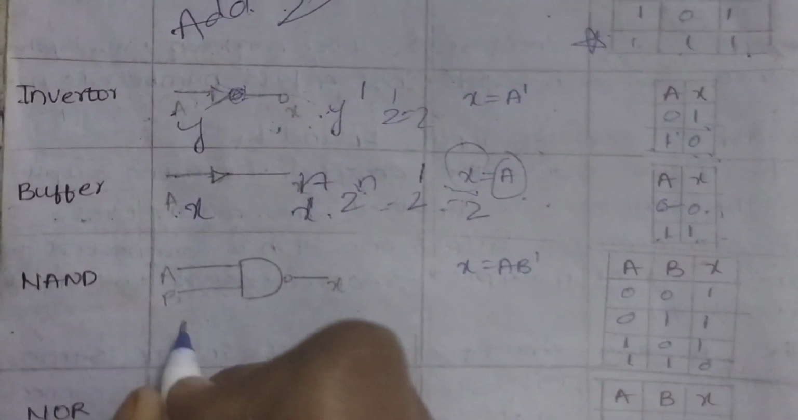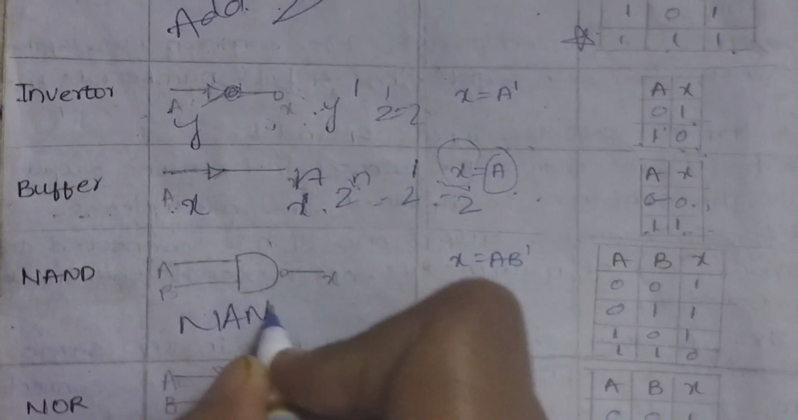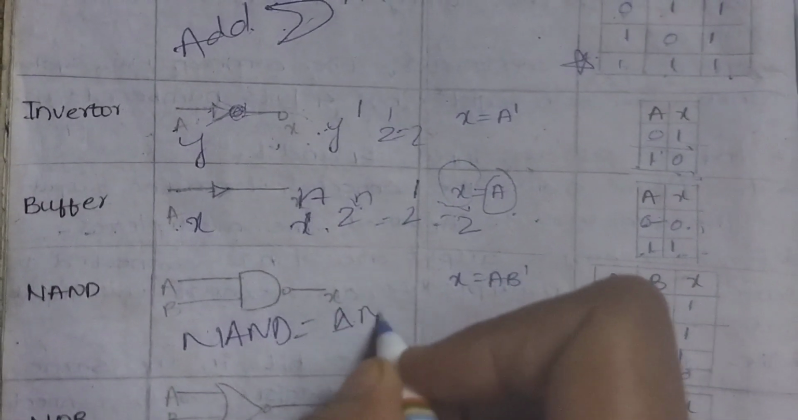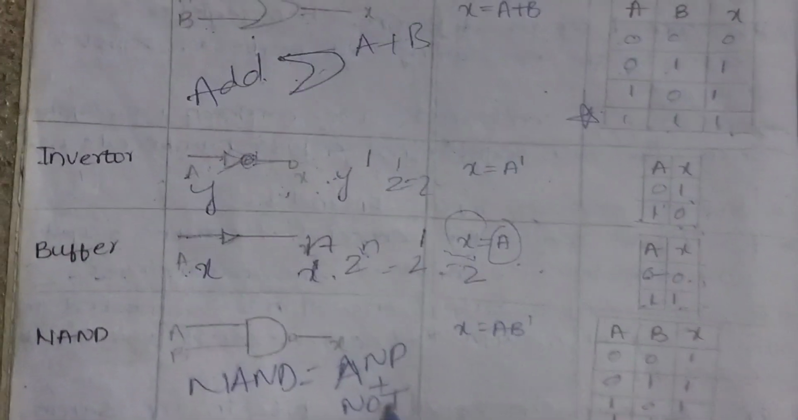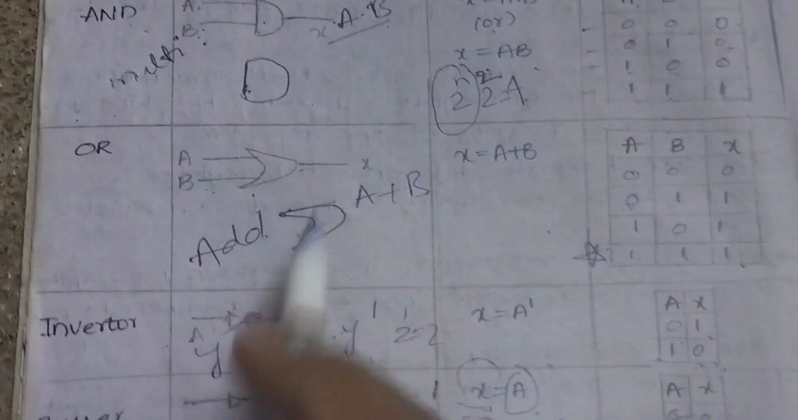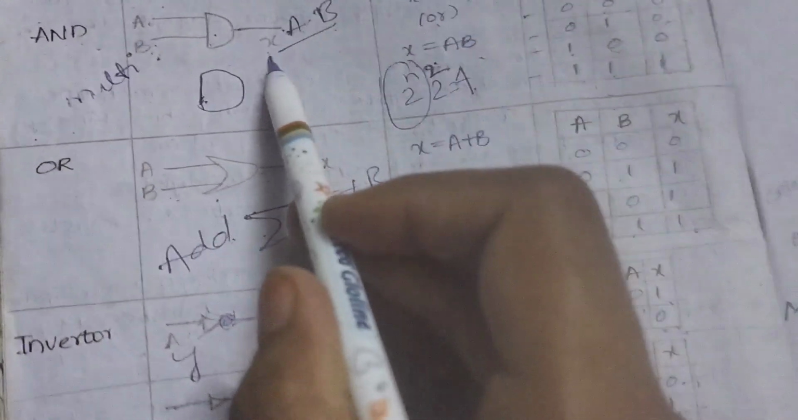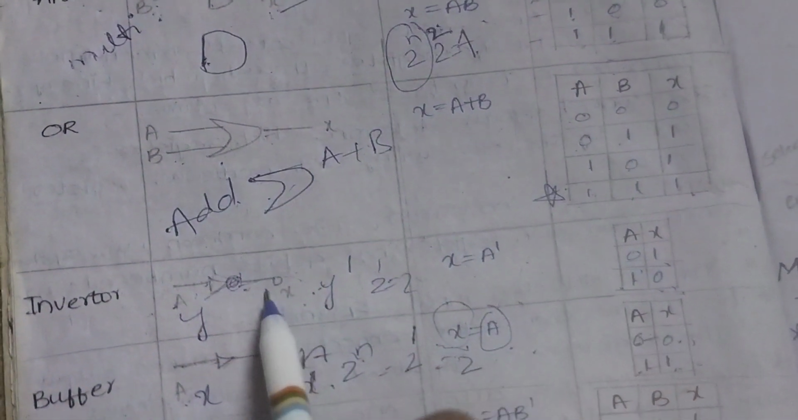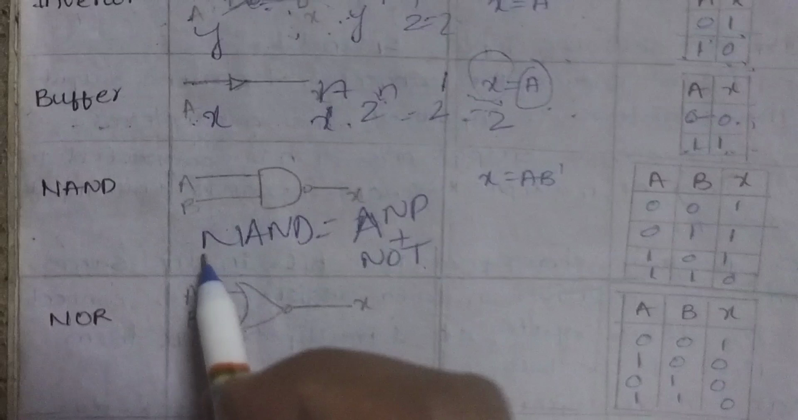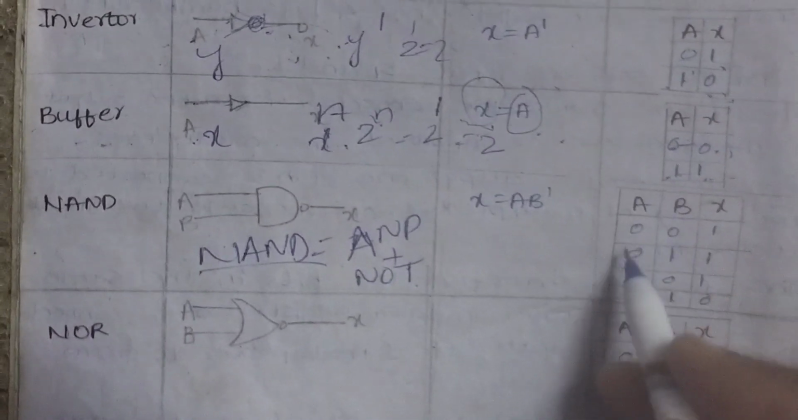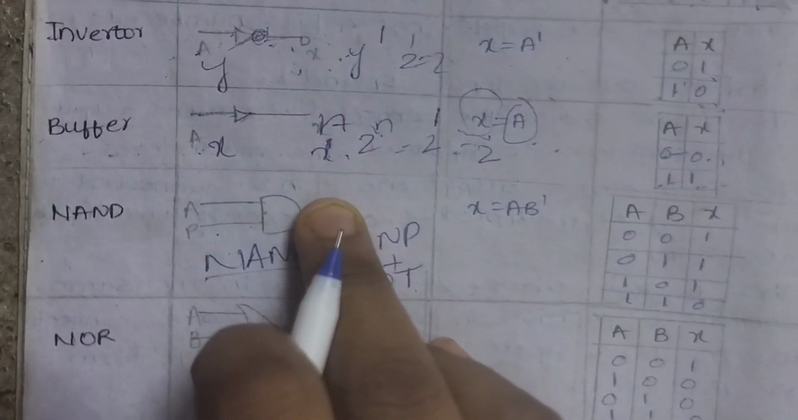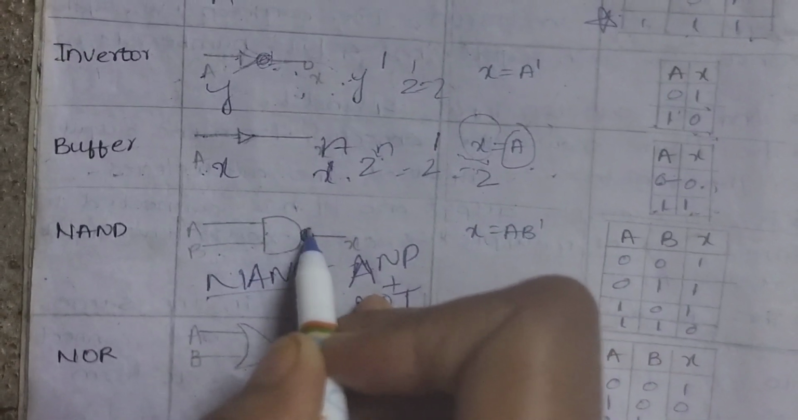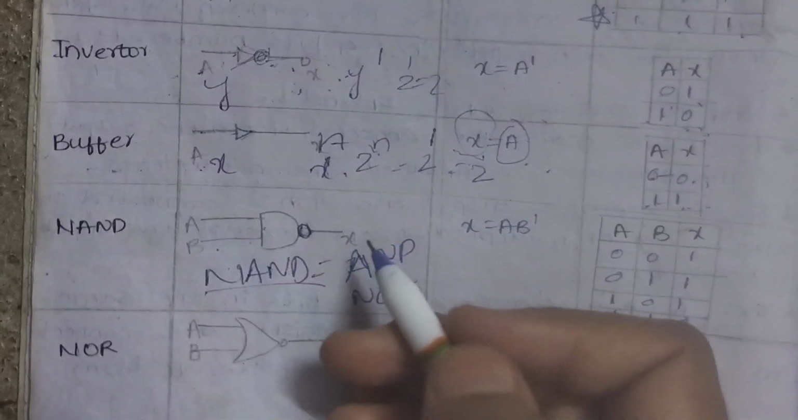NAND. It is a representation of NAND equals AND plus NOT. That is an AND gate plus a NOT gate. NOT gate is nothing but the inverter. Adding the first type, AND gate, and the third type, NOT, we will get the NAND gate. It is similar to the AND gate, but a bubble is added extra. It represents the opposite value.